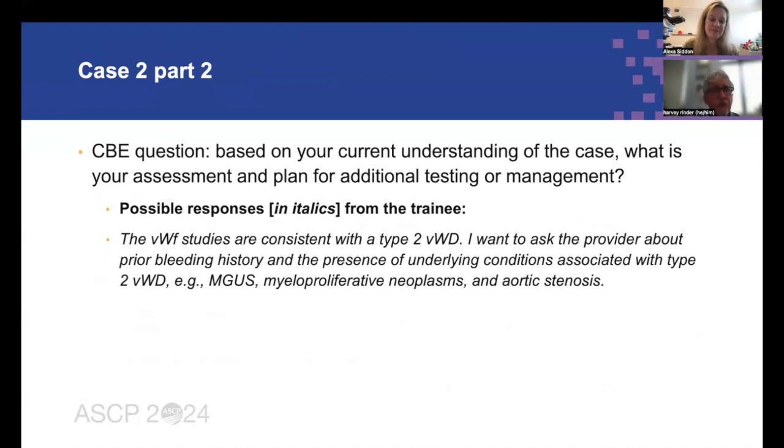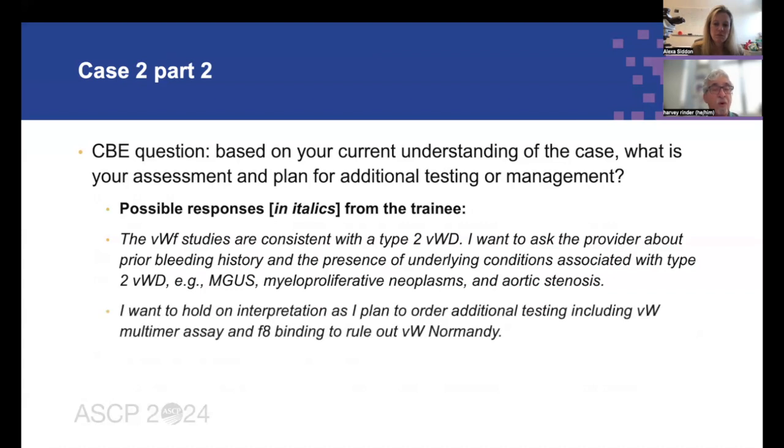The von Willebrand factor studies are consistent with type 2 von Willebrand disease. I want to ask the provider about a prior bleeding history and also whether they have any underlying conditions that are associated with type 2 von Willebrand disease. For example, monoclonal gammopathy of uncertain significance, myeloproliferative neoplasms, and/or aortic stenosis. The resident wants to hold off on interpretation as they plan to order additional testing, including a von Willebrand Multimer assay and a factor VIII binding assay to rule out von Willebrand Normandy.